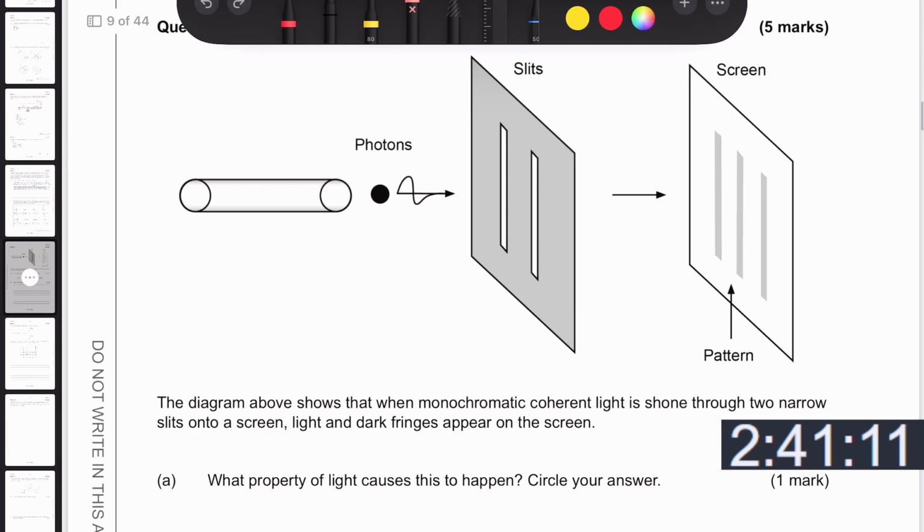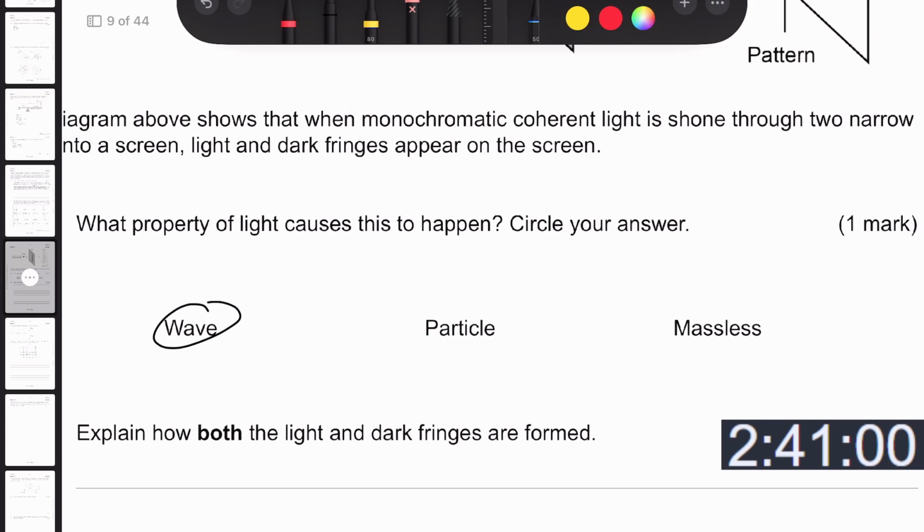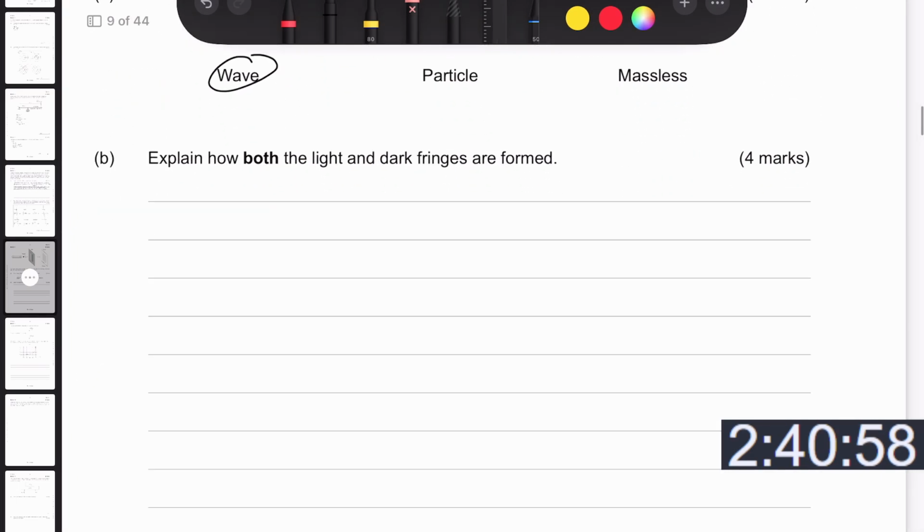The diagram shows that when monochromatic coherent light is shone through two narrow slits on the screen, light and dark fringes appear on the screen. What property of light causes this to happen? Wave-like. Explain how both the light and dark fringes are formed.